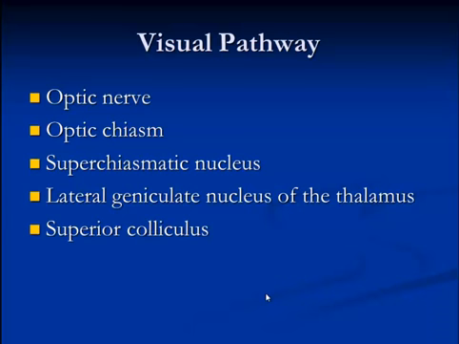And also, we'll get a signal to the superior colliculus, which we'll talk about in another lecture. And finally, back to the back of the brain, to the occipital lobe, to the primary visual cortex for the process of assembling that image.